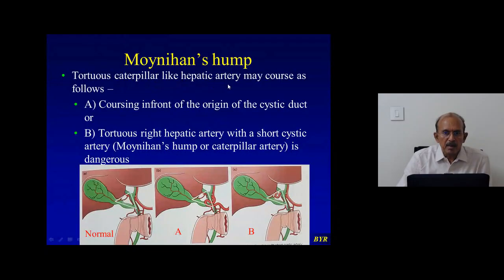Tortuous caterpillar-like hepatic artery may course as follows. Number one, coursing in front of the original cystic duct, as here you can see. The hepatic artery is going like this, so it goes in front of the cystic duct origin. Or tortuous right hepatic artery with a short cystic artery, like this here. The right hepatic artery has become tortuous with a very short cystic artery. So this may be considered as the cystic artery.